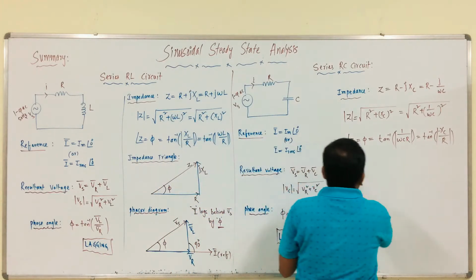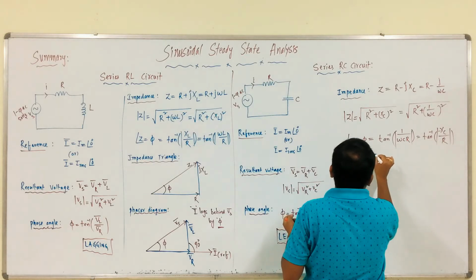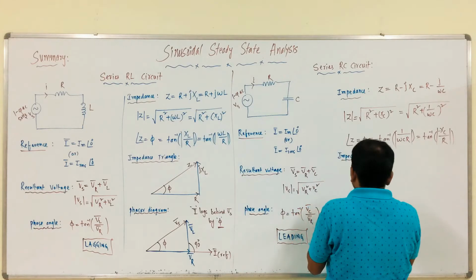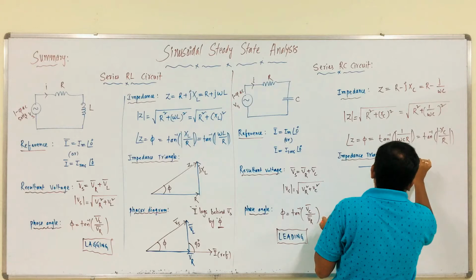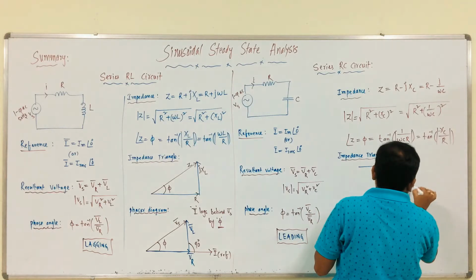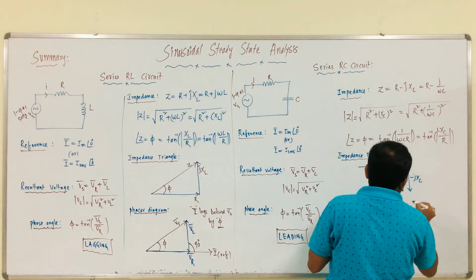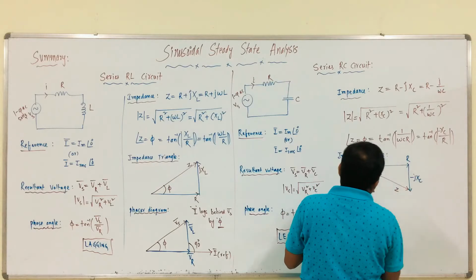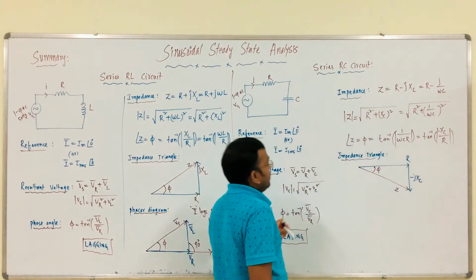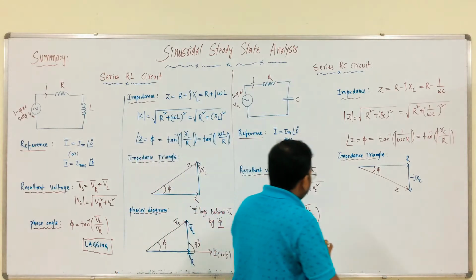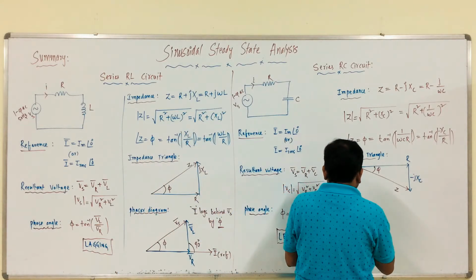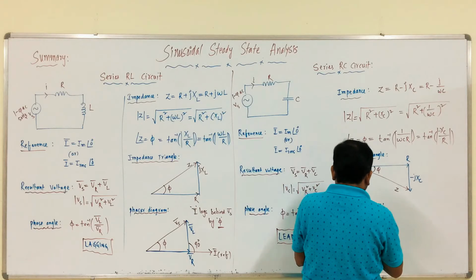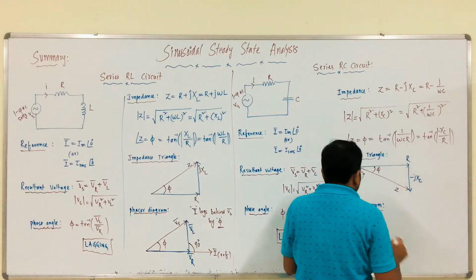Next, impedance triangle. That is, we have R, then minus jXC, this is what? Z, this is phi, right. So, from this, the phasor diagram.